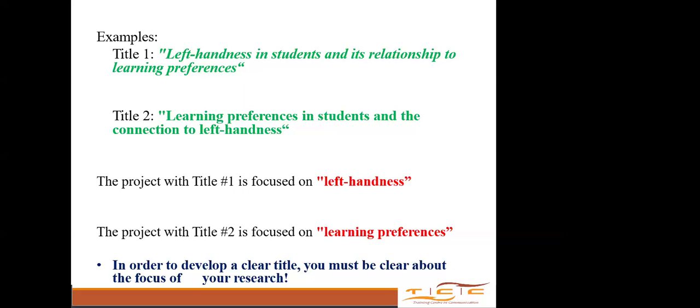Okay. Now, when you are collecting data for the first title that is talking about left-handedness, we are going to look for people who are left-handed, and then you ask them about their learning preferences. In the second one, you are going to ask people about their learning preferences and then find out whether they are left-handed or not. Okay, so this is what you need to think about when formulating your titles.